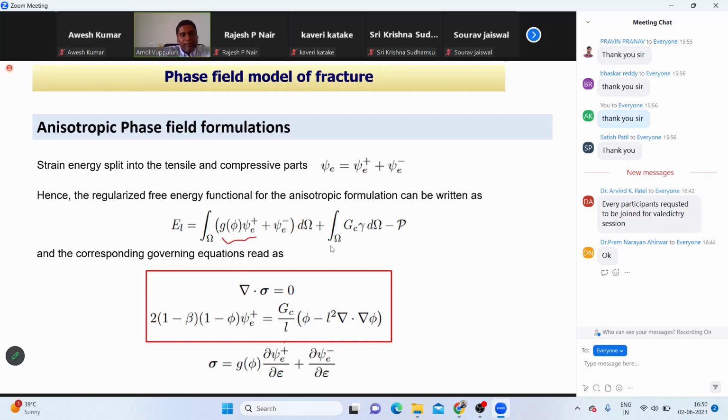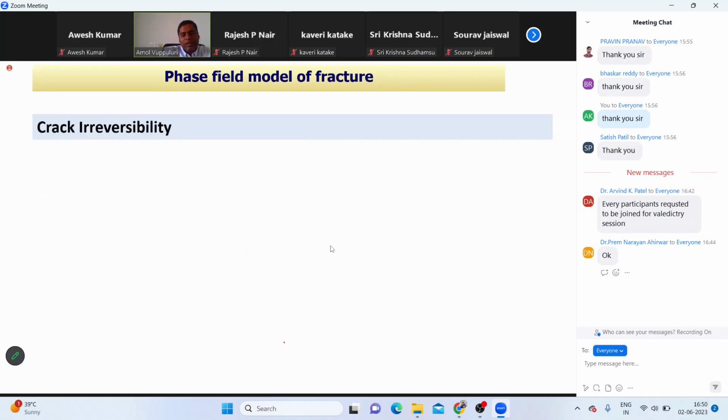Okay. There are also hybrid phase field formulations, which I am not going to discuss here. I am going to talk only about isotropic and anisotropic formulations. And anisotropic is actually efficient because it prevents crack propagation under a pure compression state. Okay. With this, we also check for crack irreversibility. We know that the damage or cracking phenomenon is dissipative in nature.